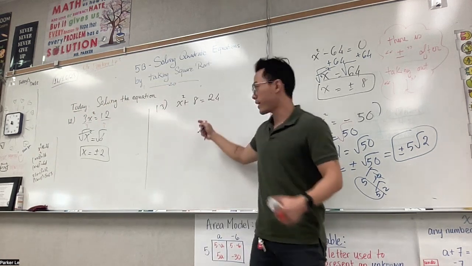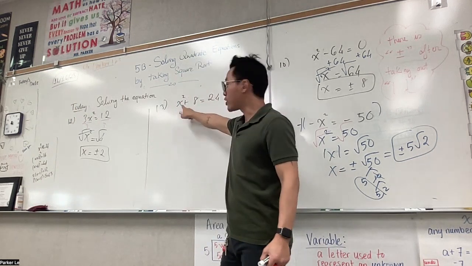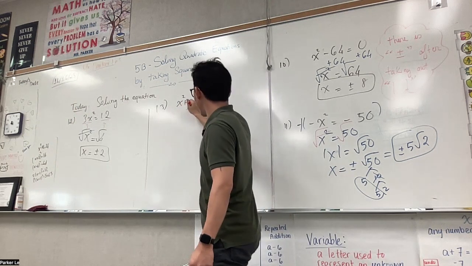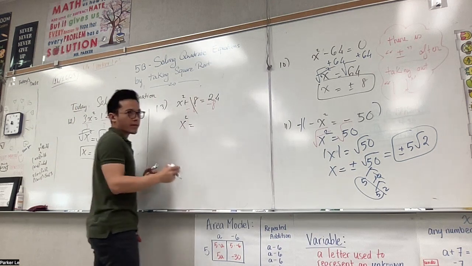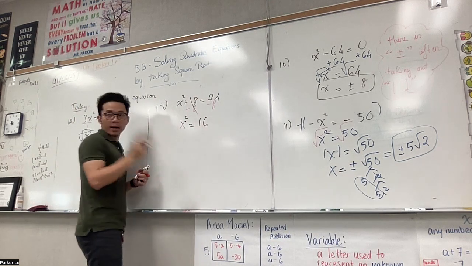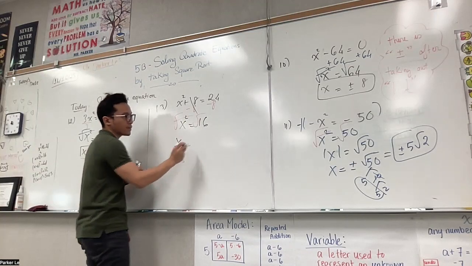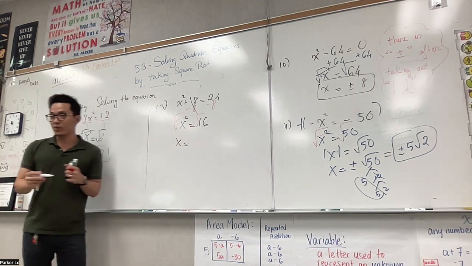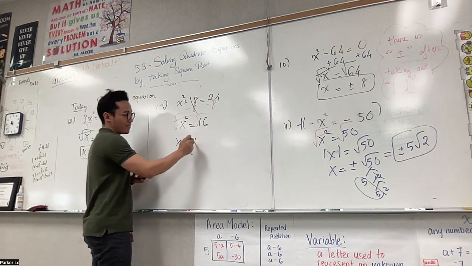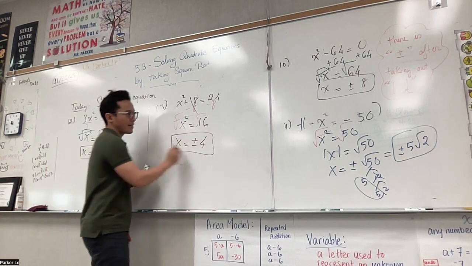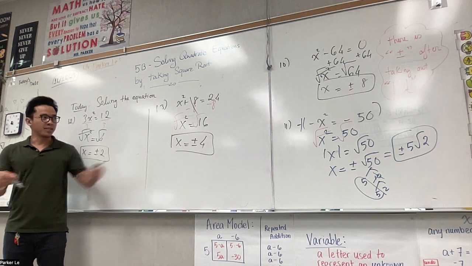Do this one. We want the square term to be on one side. So we get rid of the 8 by subtracting 8 on both sides. 8 is gone. So I have x squared equal to, what is 24 minus 8? 16. What else? Square root it. Cancel out. You have x equal to, what is the square root of 16? Plus minus 4.